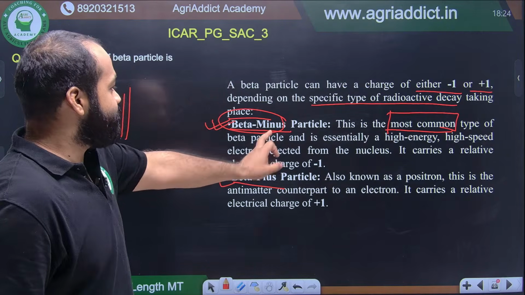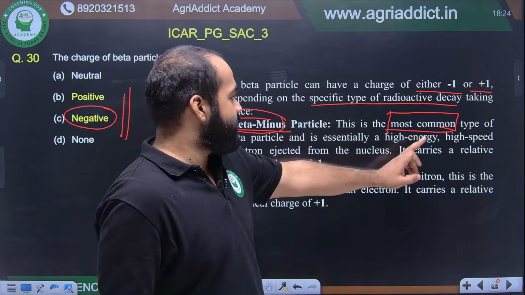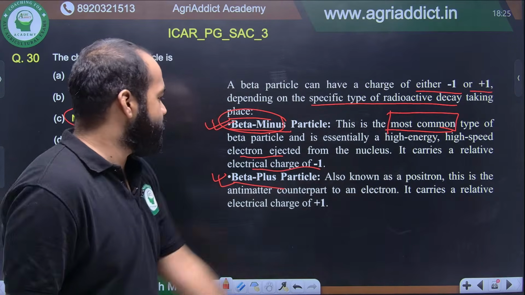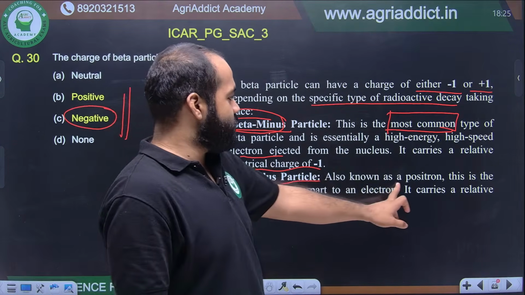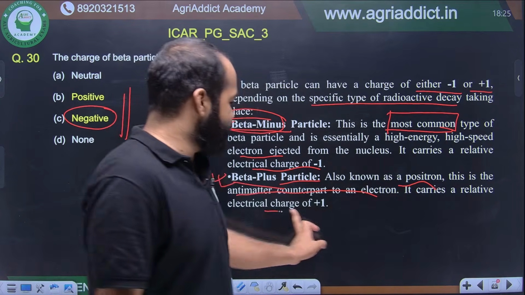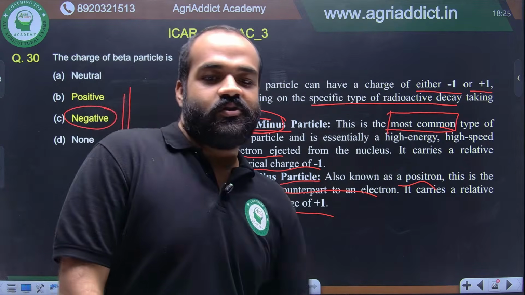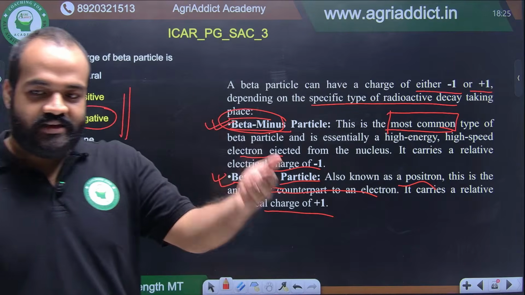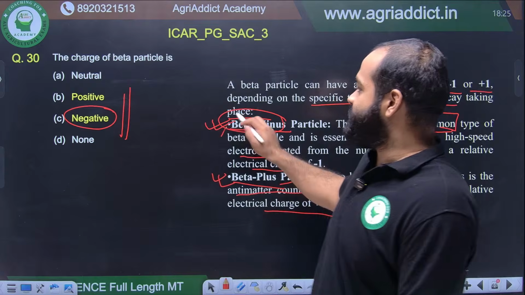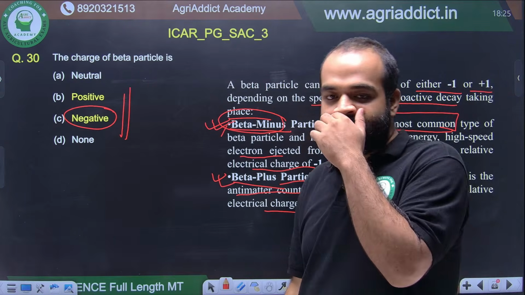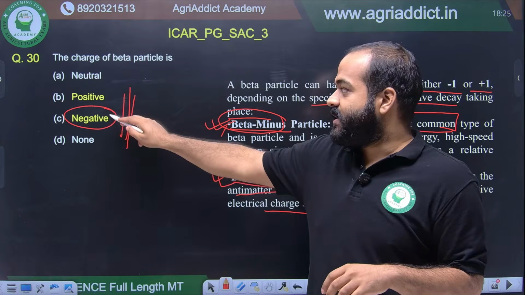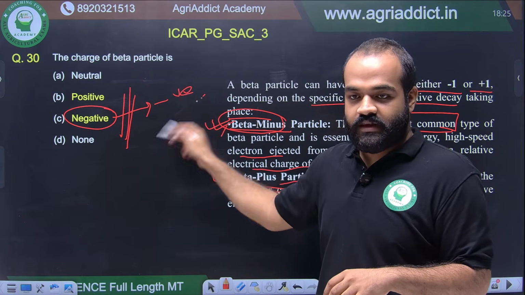This is the most common type of beta particle and is essentially a high energy, high speed electron ejected from the nucleus. It carries a relative electrical charge of -1. Whereas beta plus particle, also known as a positron, is the antimatter counterpart to an electron and it carries a relative electrical charge of +1. In the marathon series or in next classes, if I take radioactivity, I will make you understand what beta plus decay and beta minus decay are. Right now it is not needed. But remember, it can be both, but the more appropriate answer would be negative if it is asked in the exam.